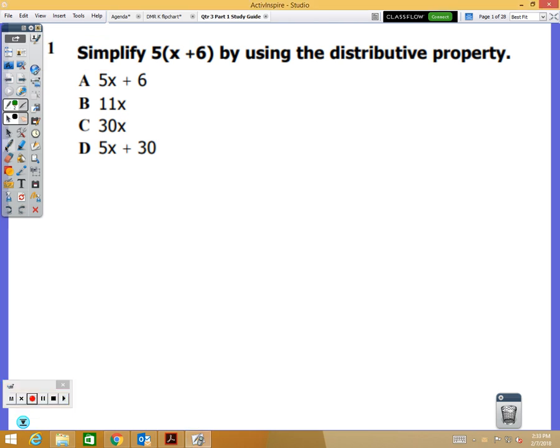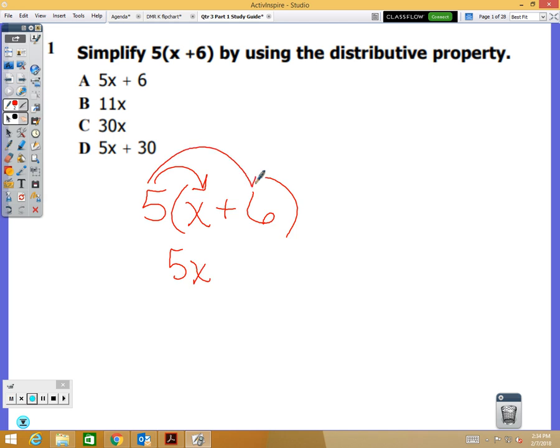So in question number 1, it is asking you basically to distribute. So we are distributing this 5 to both of the terms inside our parentheses. 5 times x is 5x, and 5 times 6 is 30, and it'd be a positive 30, so you put your plus sign in between there. So everyone should have chosen D as their answer.